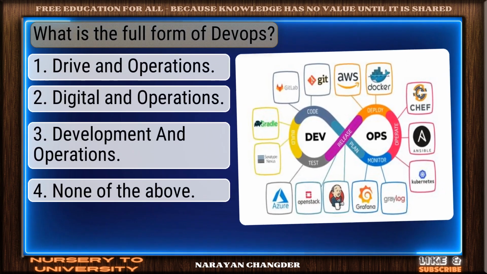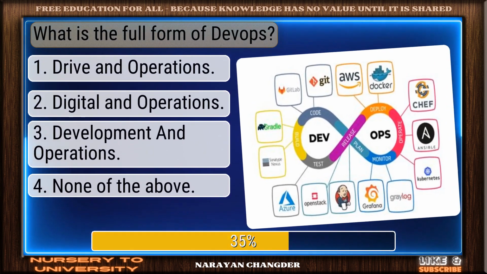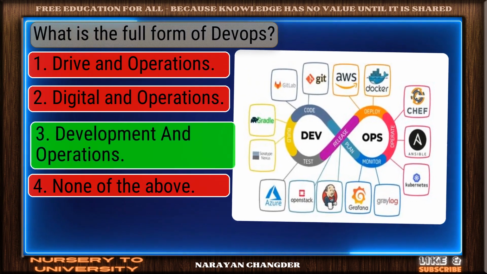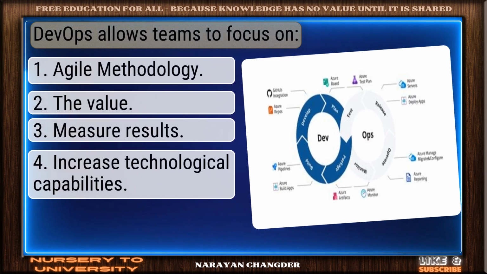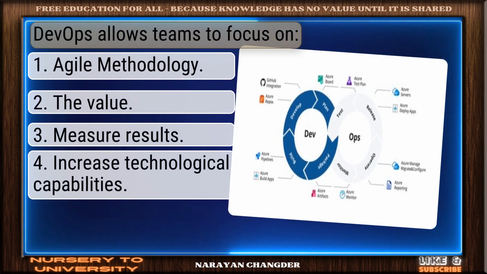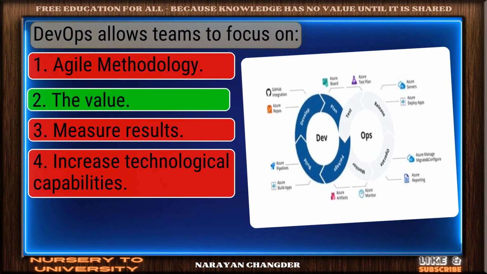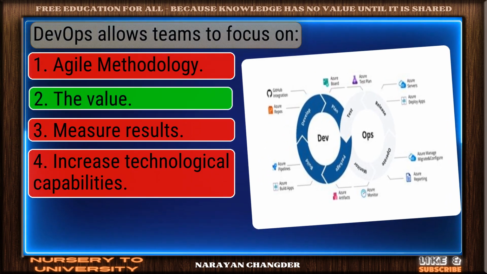Question number 35. What is the full form of DevOps? On track. Development and operations is the correct answer. Question number 36. DevOps allows teams to focus on. Clear logic. Your choice, the value, is sound and 100% true.